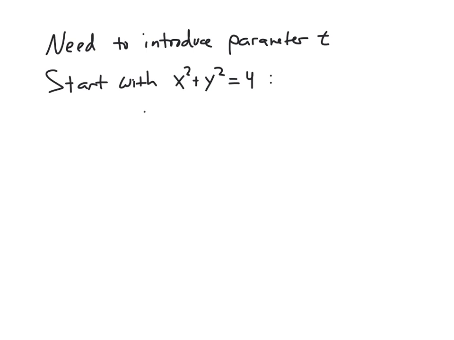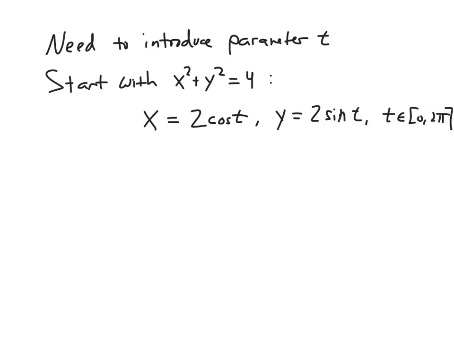So I might let x be 2 cosine of t and y be 2 sine of t, and t ranging over the interval from 0 to 2 pi. Right, this would describe x squared plus y squared equals 4, along with the z coordinate being whatever we want. We can see here that if I take x squared plus y squared, I will get 4, and I will get the entire cylinder by going from 0 to 2 pi.